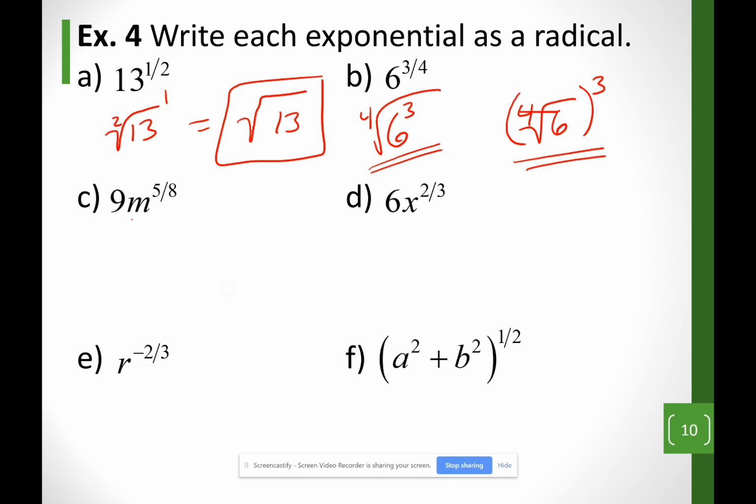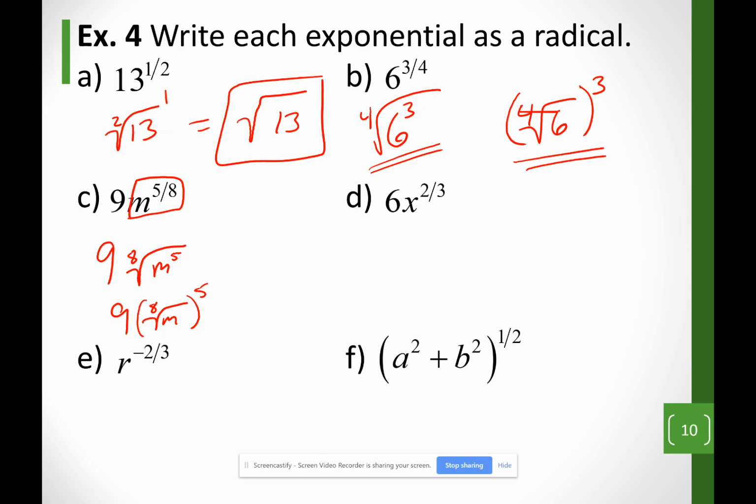Now in example C, the 5 over 8 only has to deal with the m, not the 9. If I wanted it to deal with the 9, I would have put the 9 and the m both inside parentheses. Now I'm going to do this as the 8th root of m to the 5th, and then the 9. Now you guys say, well, what? Can I do the 8th root of m all to the 5th and write the 9? That's the exact same thing. Mathematically speaking, they're both the same thing.